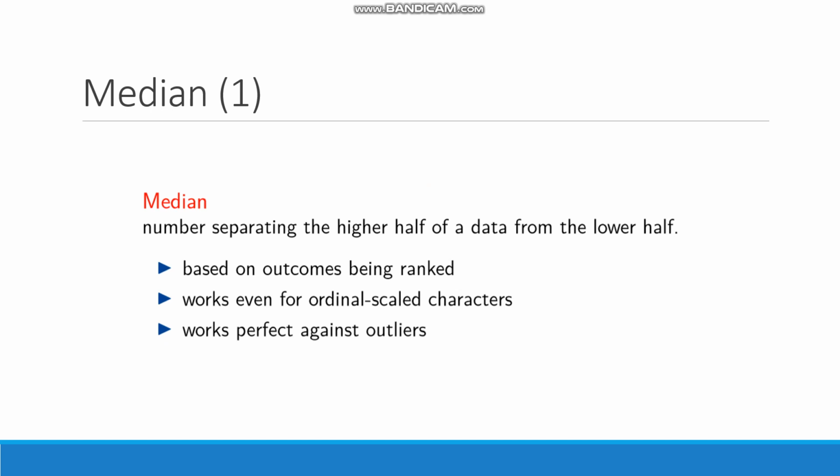Median. In case of ordinal scaled characters, as well as in case of a qualitative character which is not distributed very symmetrically, and in case of outliers, the median is an appropriate measure of location. The median is the value of the point which has half the data smaller values than that point and half the data bigger values than that point.